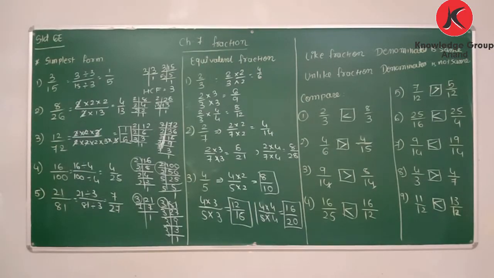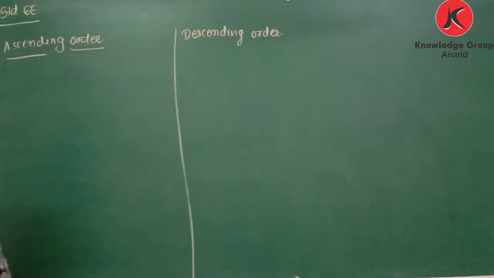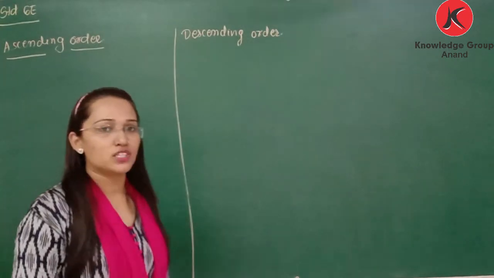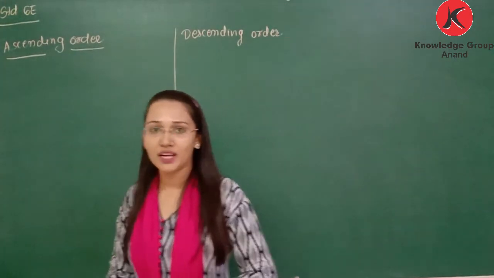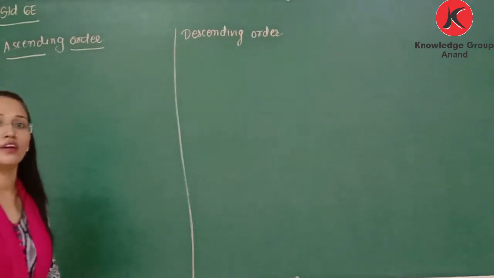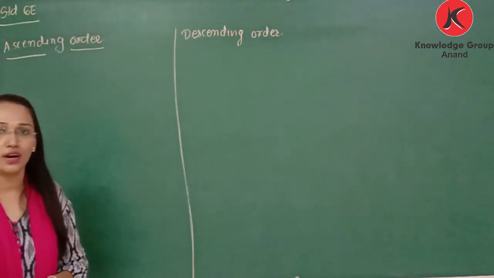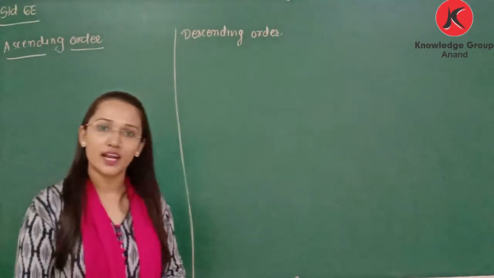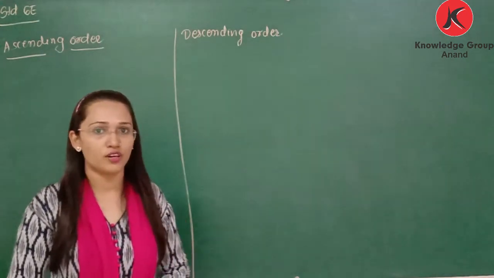Now, as we learn about the comparison of fractions that are like or unlike. But here today we will learn about the ascending and descending order of unlike fractions. If unlike fractions are given, then how can you perform the ascending or descending order?